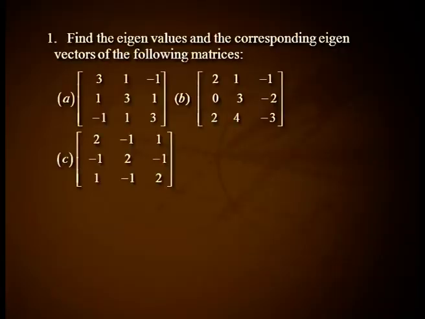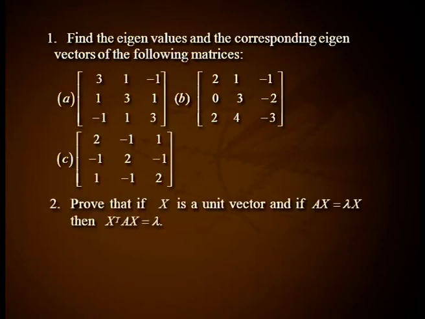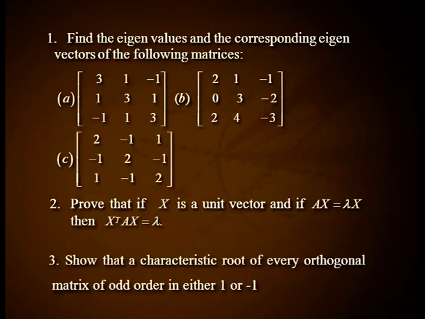Before moving to the next session, try to solve the given questions. Question 1. Find the eigenvalues and the corresponding eigenvectors of the following matrices. A. Matrix 3 1 minus 1, 1 3 1, minus 1 1 3. B. 2 1 minus 1, 0 3 minus 2, 2 4 minus 3. C. Matrix 2 minus 1 1, minus 1 2 minus 1, 1 minus 1 2. Question 2. Prove that if x is a unit vector and if A into x equal to lambda into x, then x transpose into A into x equal to lambda. Question 3. Show that a characteristic root of every orthogonal matrix of odd order is either 1 or minus 1.